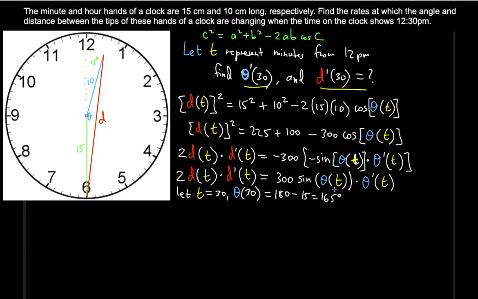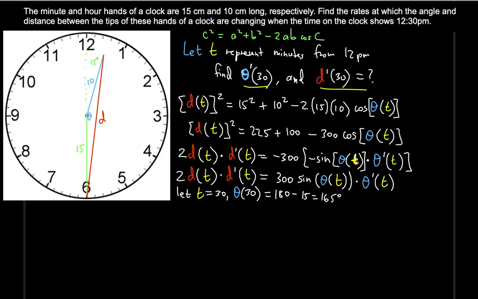And now we need to find the distance. Now to find the distance, of course, you would use the law of cosines to find it. So how do you do that? You have to square root both sides of this equation in order to find the distance between the tips of these two hands at t is equal to 30.